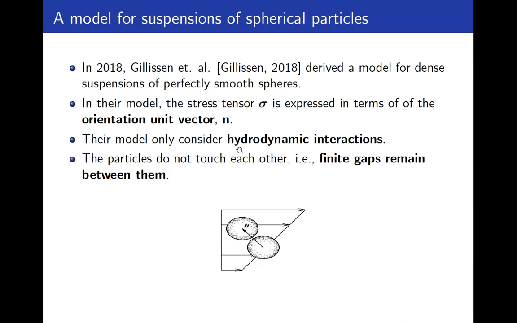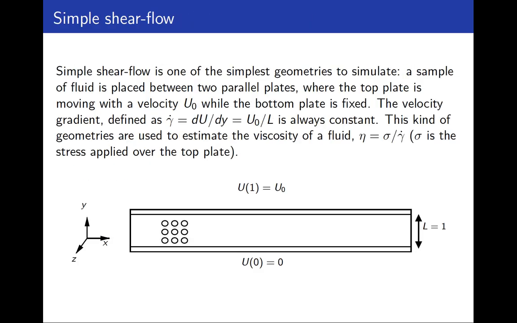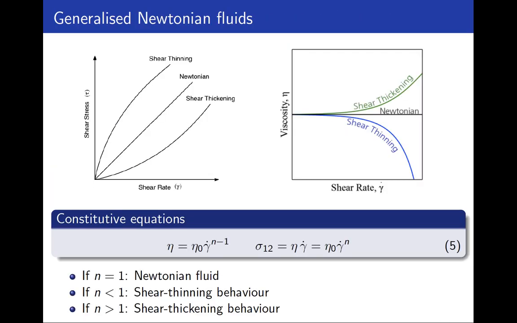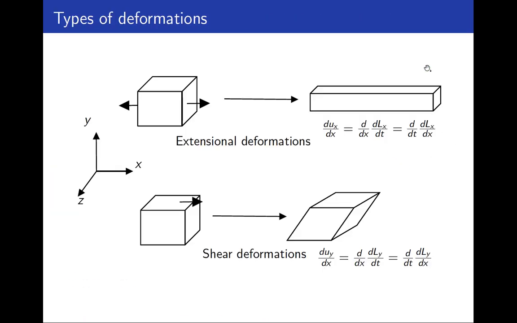Their model expresses the stress tensor, which is a matrix of 3 by 3 elements, in terms of the orientation unit vector. That means the vector that separates the particles, illustrated here. And their model was useful because it reproduces some interesting behavior for suspensions, which is the shear-thickening behavior that I show here.